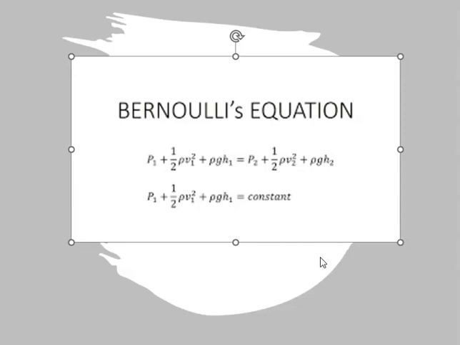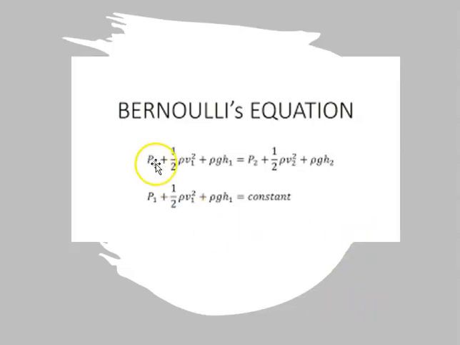Bernoulli's equation states that the pressure at point 1, plus the potential energy of the fluid flowing at point 1, plus the kinetic energy of the fluid flowing at point 1, is equal to the pressure at point 2, plus the kinetic energy at point 2, plus the potential energy at point 2.